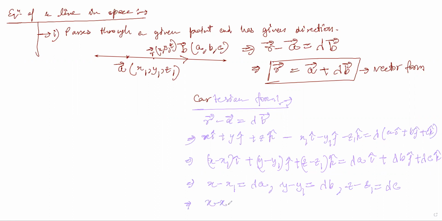From here, you can write that x minus x1 upon a is equal to lambda. Similarly, from the second, y minus y1 upon b is also equal to lambda, and z minus z1 upon c is also equal to lambda. So lambda is equal to all of them. This would be x minus x1 upon a is equal to y minus y1 upon b is equal to z minus z1 upon c is equal to lambda. This is the equation of a line in Cartesian form, when a point and the direction of the line are given to you.